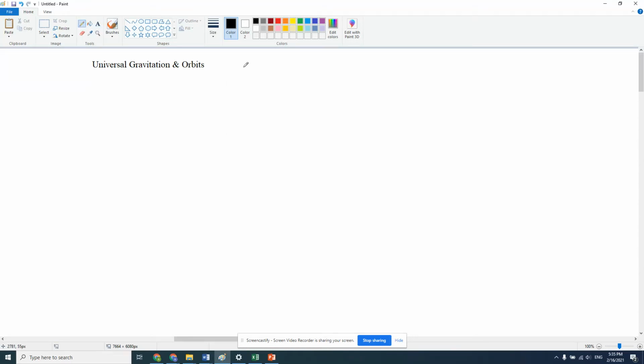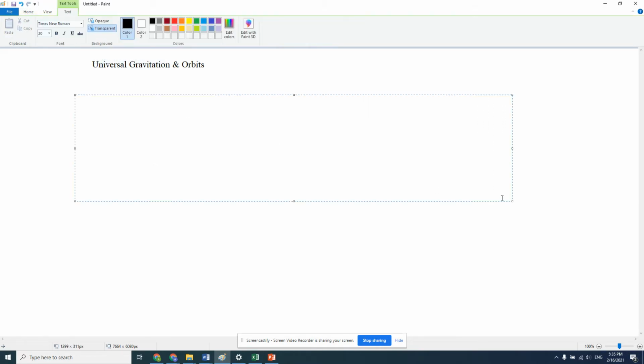Happy Wednesday, everyone. We're going to talk about starting our new unit, universal gravitation and orbits. To start this, we're just going to talk about universal gravitation. The idea is real simple. Universal gravitation tells us that any two objects with mass in the universe exert a force of gravity between one another.